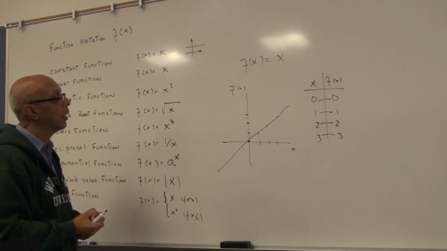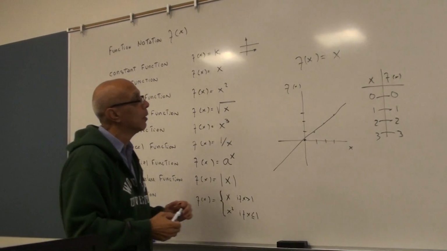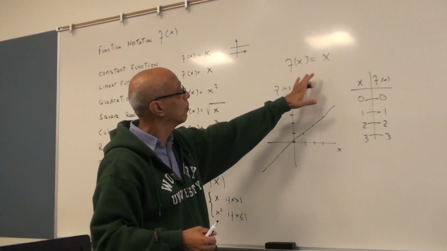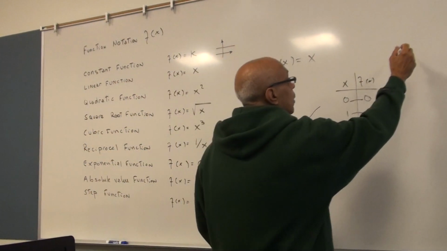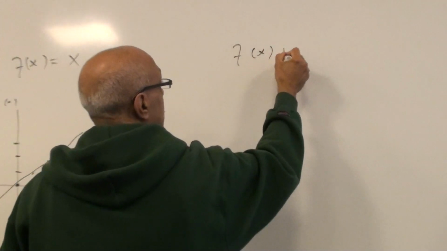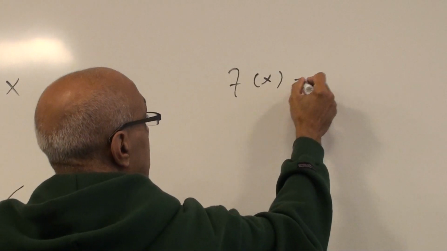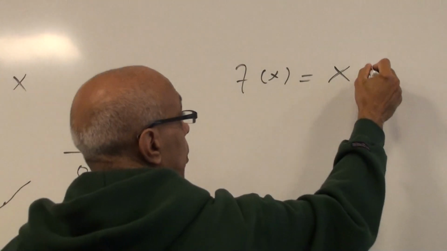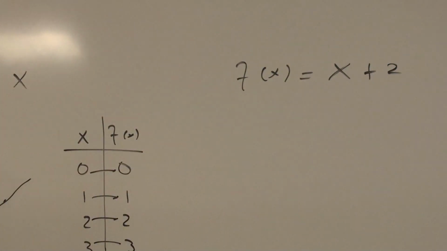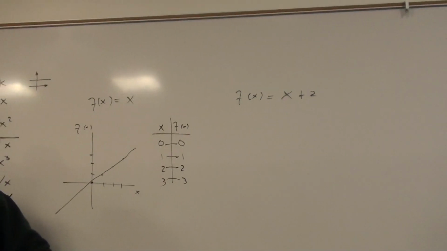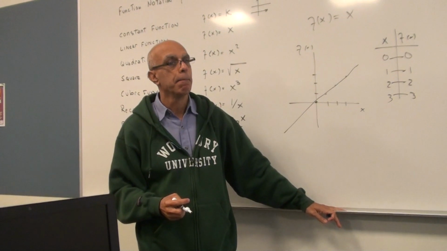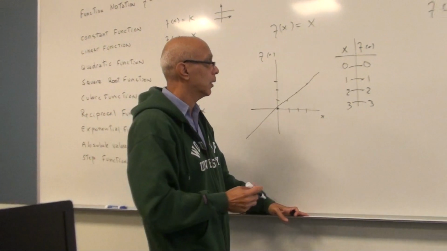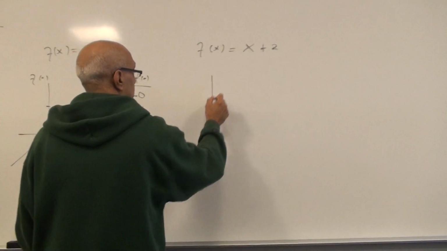Now, let's do some, what I like to call, massage here. If I want to add a number, if I want to do f of x equals x plus 2, what do you think is going to happen? Mia, what do you think is going to happen to the graph? Oh, the y-intercept would be 2. Yes, that's correct. So let's do that.